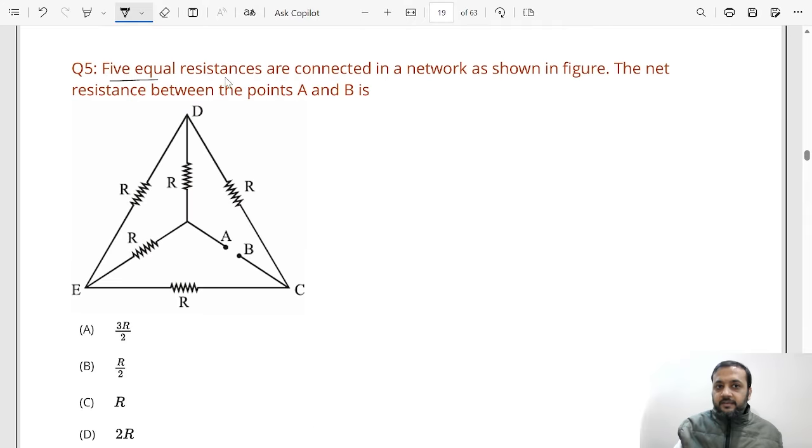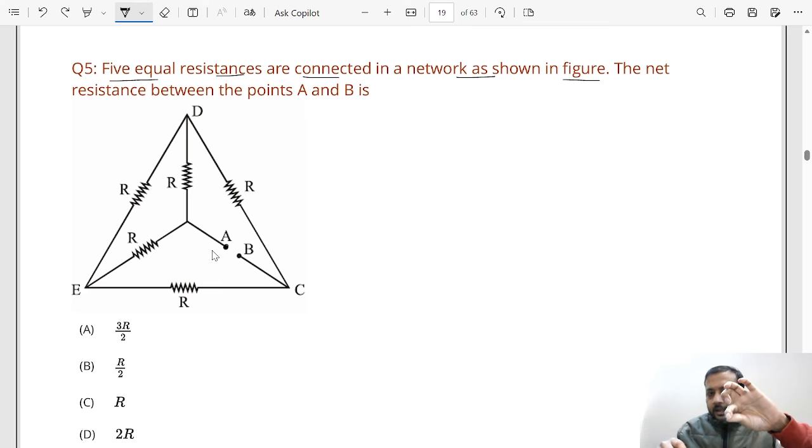Look at this. 5 equal resistances are connected as shown. We have to find the effective resistance between A and B. So look at this point A and look at this point B. Very easy question. Just do one thing. Imagine if you have this circuit in your hands.